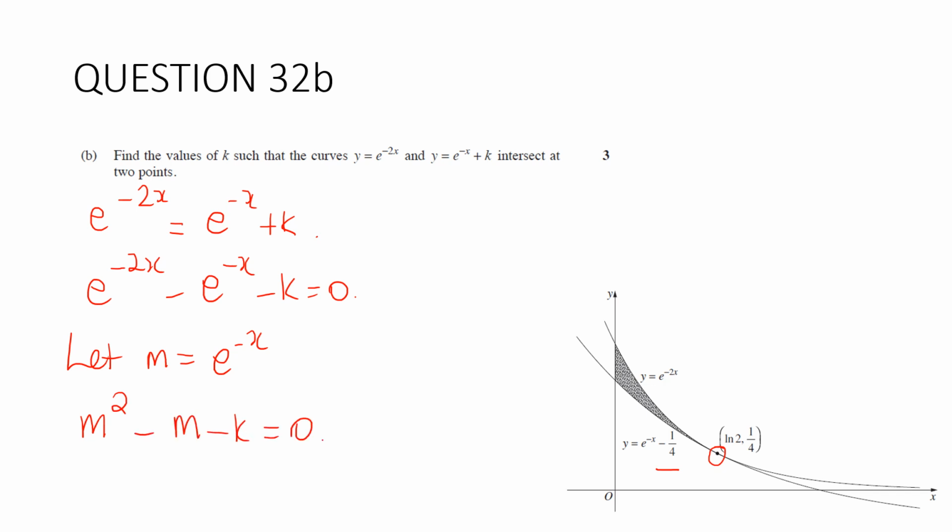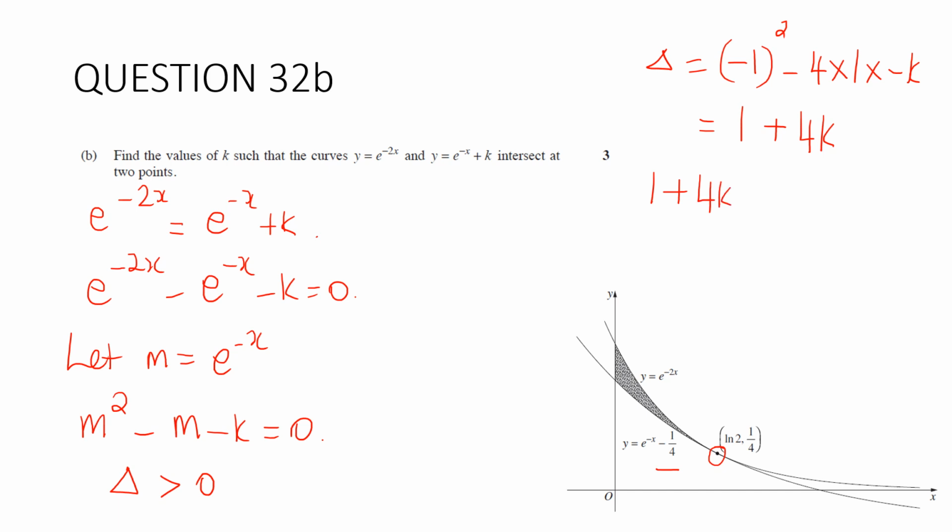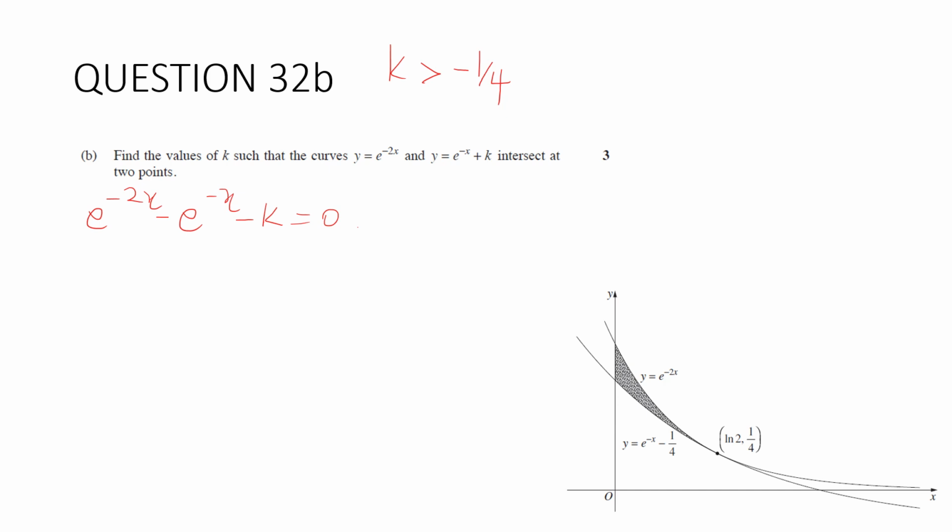Now for two solutions, we want our discriminant to be greater than 0. So discriminant is b squared, so that's negative 1 all squared, minus 4 times 1 times negative k, which is 1 plus 4k, and we want that to be greater than 0. 4k is greater than negative 1, k is greater than negative a quarter. But is that it? And no, it's not. It is the last question on the paper and it's worth 3 marks. So what we've done so far just isn't enough. We have a lower limit here, but what's the upper limit?